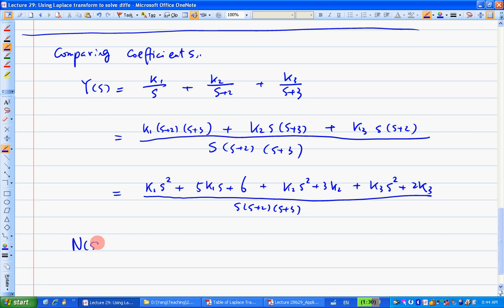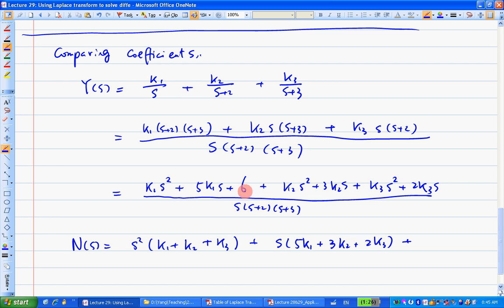So the numerator here, I'll just write the numerator. The numerator is s squared times (k1 plus k2 plus k3). So that's the numerator, three s squared terms. How many s terms? Did I miss an s term here? Oh, I missed an s term here. This is s here, this is s here, this is s here. So how many s terms? 1, 2, 3. So s times (5k1 plus 3k2 plus 2k3).